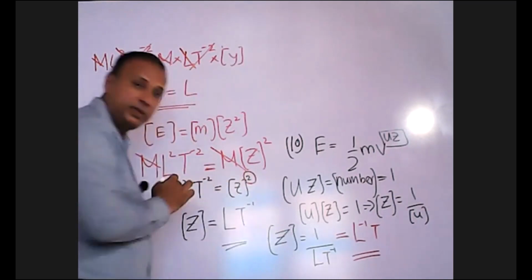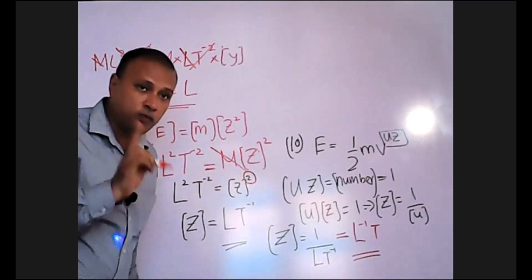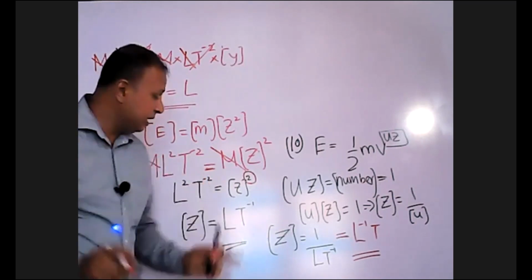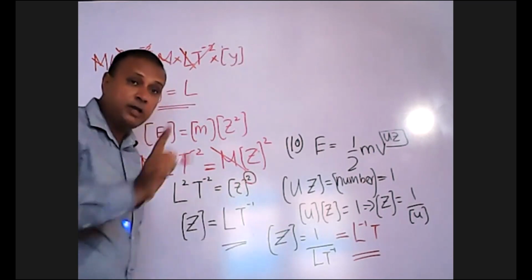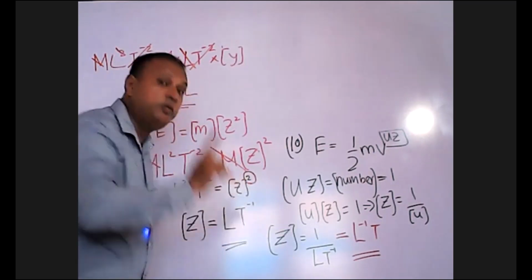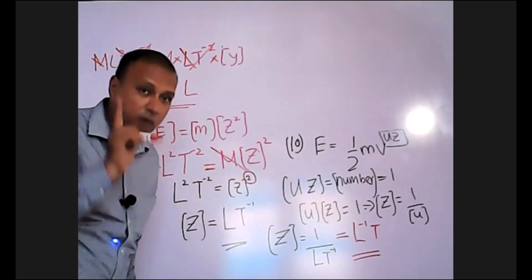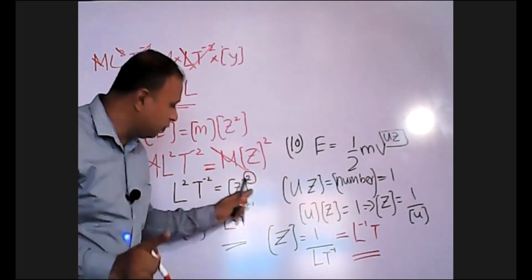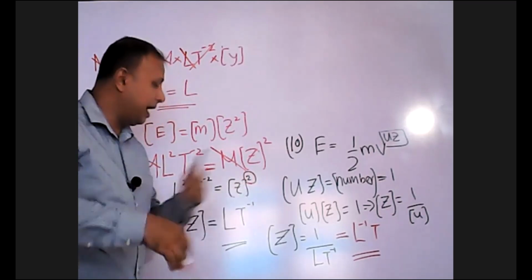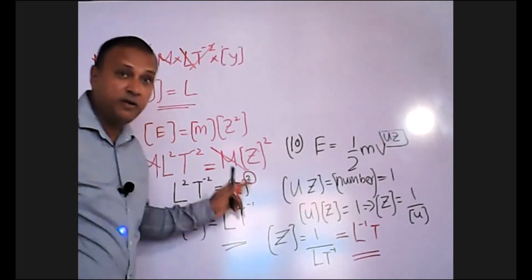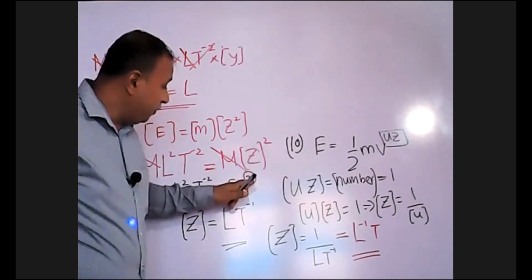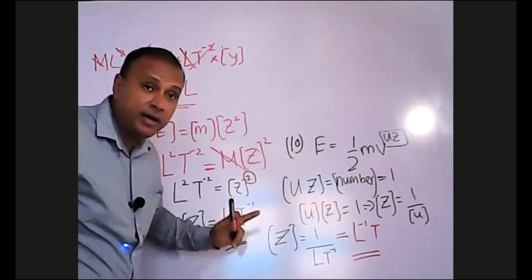If there is a power, and you want to find Z, listen very carefully, everyone. Then this power should be 1. If you want to find Z, we have to convert this power to 1. If we want to convert this power to 1, what should I do?